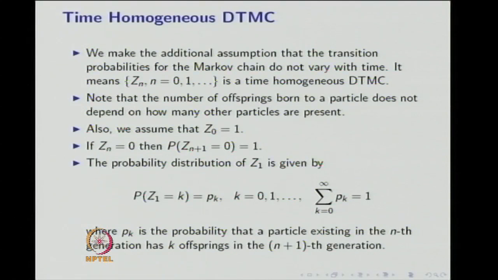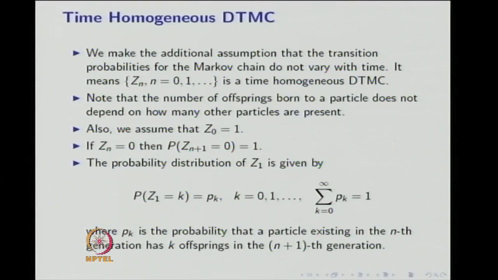We make the additional assumption that the transition probabilities for the Markov chain do not vary with time. It means the sequence of random variables Zn is a time homogeneous discrete time Markov chain. We have discussed the discrete time Markov chain in module 4 in detail. Note that the number of offsprings born to a particle does not depend on how many other particles are present. Also, we assume that Z0 is equal to 1.